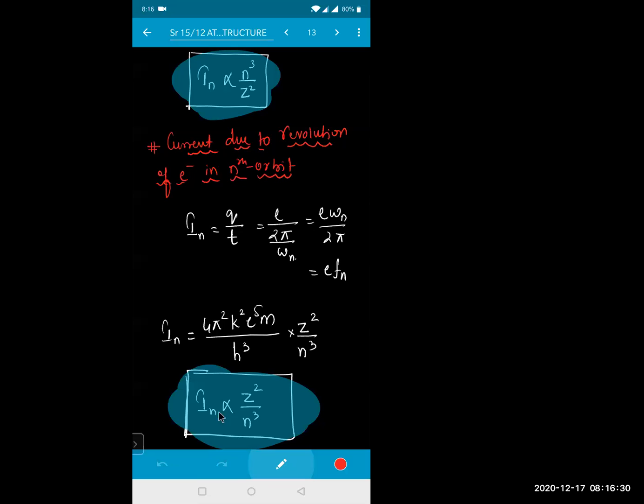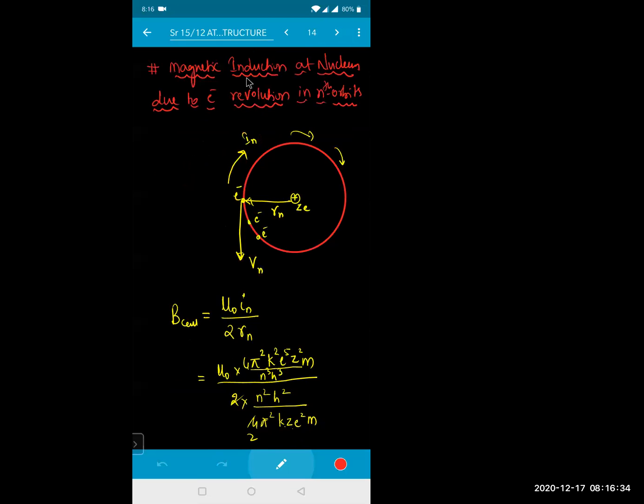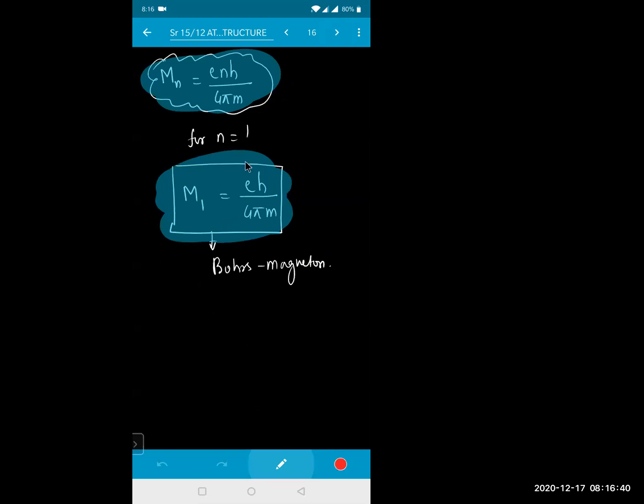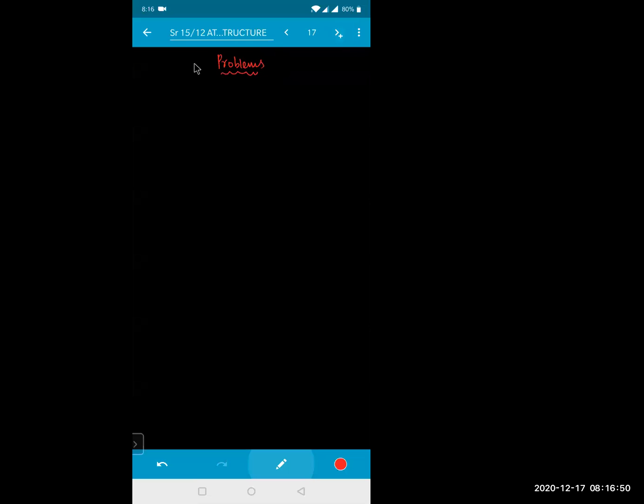Then we got the current in the nth orbit. Current in the nth orbit is directly proportional to Z²/n³. Then we got magnetic induction. Magnetic induction is directly proportional to Z³ and n to the power of 5. Then the magnetic moment is eh/4πm, or else enh/4πm. eh/4πm is known as the Bohr magneton. So today is 17-12-2020.